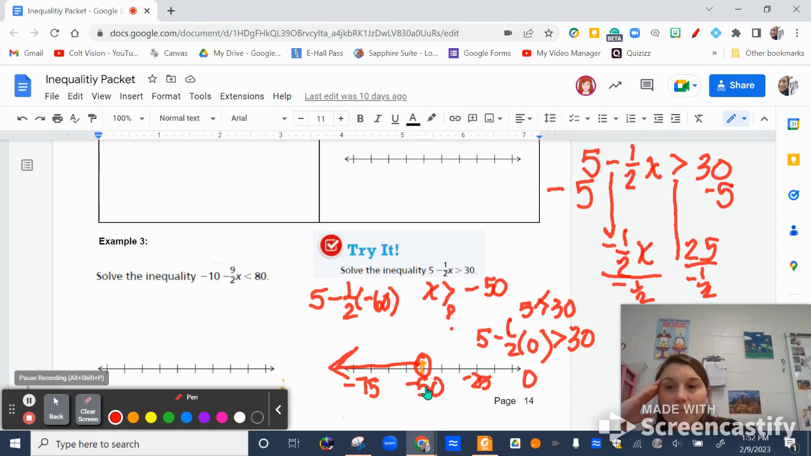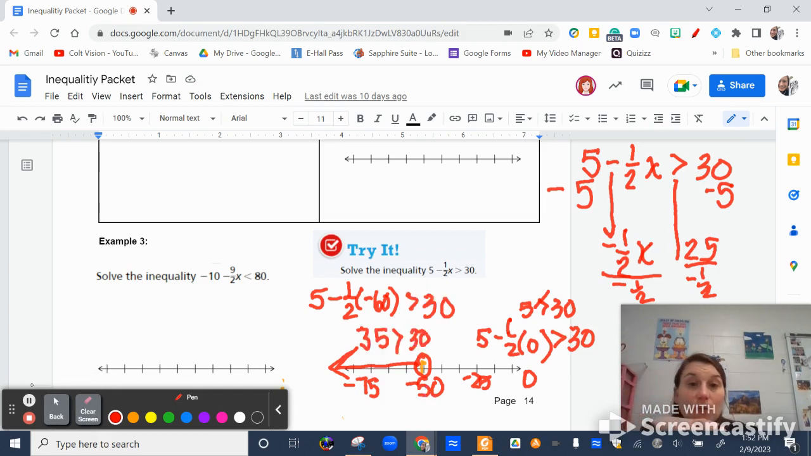Pause, see if you get what I get. So you can see that when I substituted in negative 60, which is to the left of negative 50, I got a solution that worked. So that means that the numbers that are less than negative 50 are solutions to this inequality. In order for this inequality to be true, x must be less than negative 50. So there is our solution.